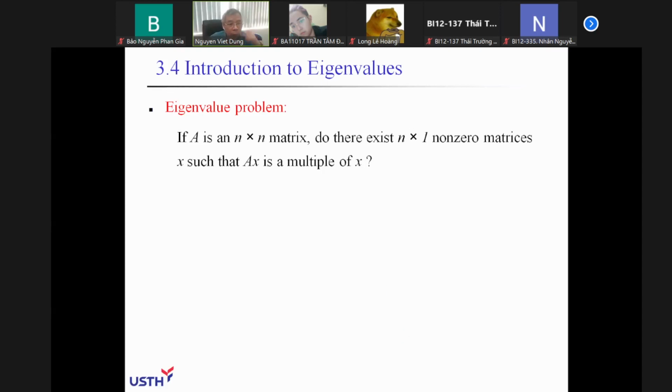Now suppose that we are given a square matrix A of size n by n. Then we have a question: do there exist a non-zero matrix of size n by 1, denoted by x, so that Ax is a multiple of x? I wrote the question in a sentence, but now I will formulate it as a formula.